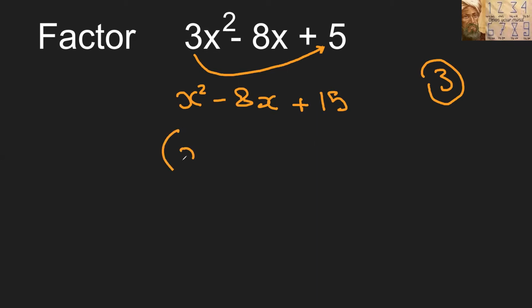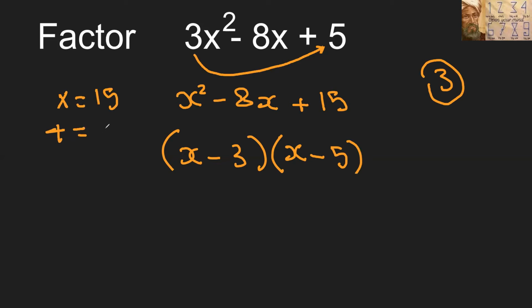So now this factors into x minus 3 and x minus 5, because negative 3 times negative 5 gives you positive 15, and negative 3 plus negative 5 will give you negative 8. So some of you who forgot, look for what multiplies to give you 15 and adds to give you negative 8, and that's how we get these two numbers.